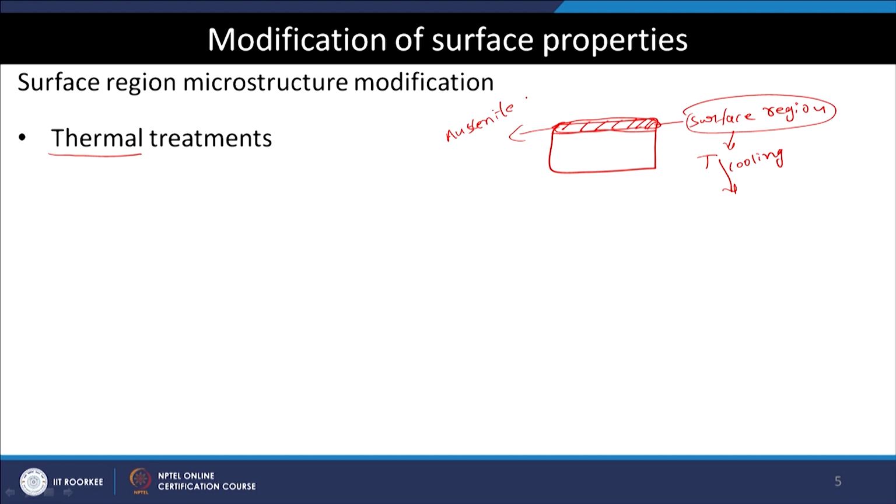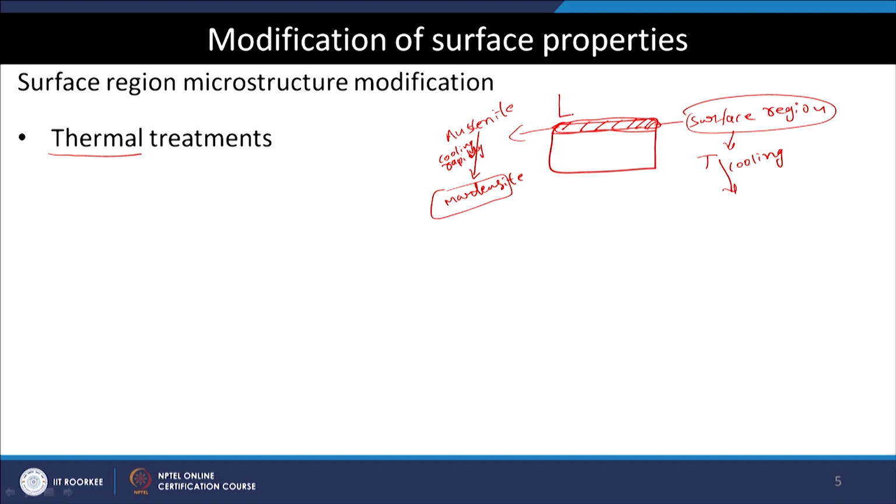So, then after the heating you cool it rapidly, okay, then you produce martensite at the surface. This will be a very hard region at the surface. How can one do that?